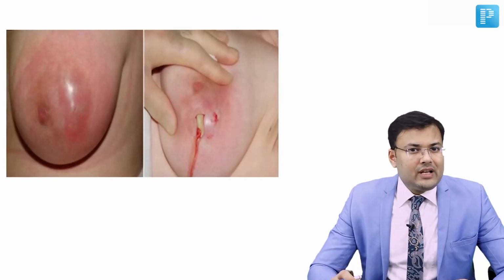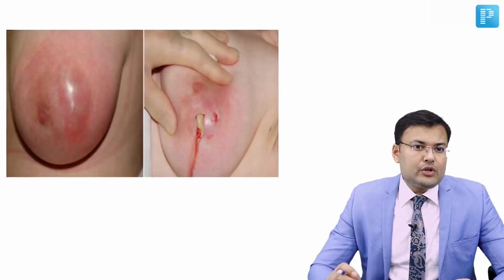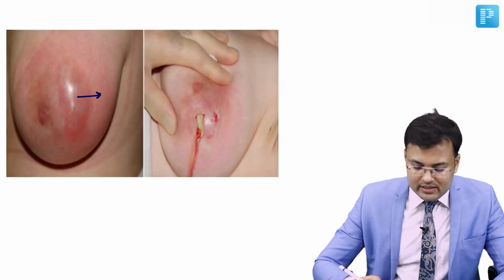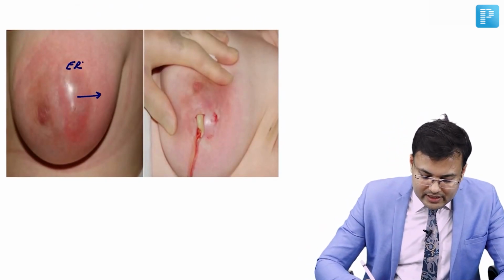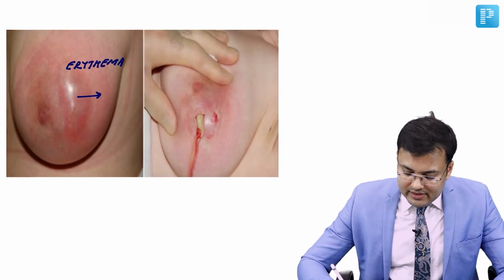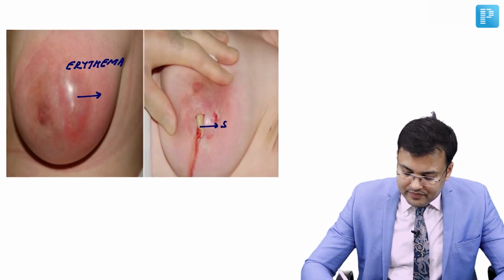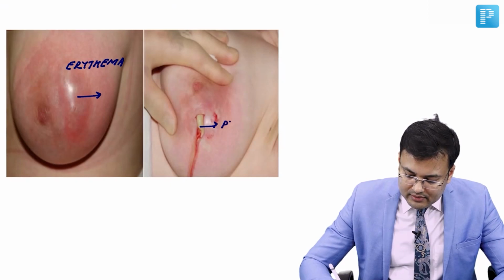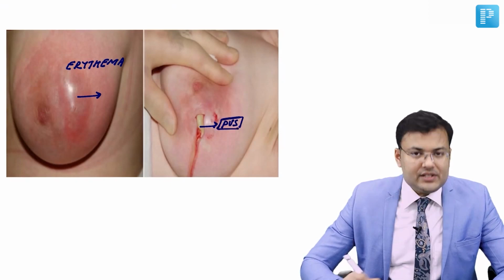Now see this image and tell me what is the diagnosis. So what you can see is that the affected breast is engorged, and here you can see it is erythematous. So there is erythema of the skin, and when incision was given, can you see the pus? So here you can see the pus flowing. So pus is coming out after incision.